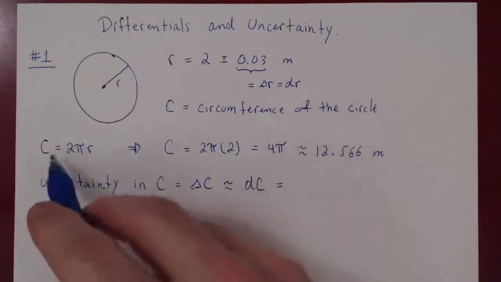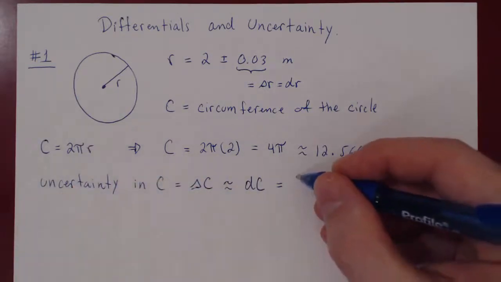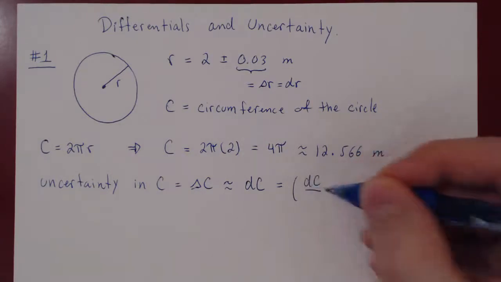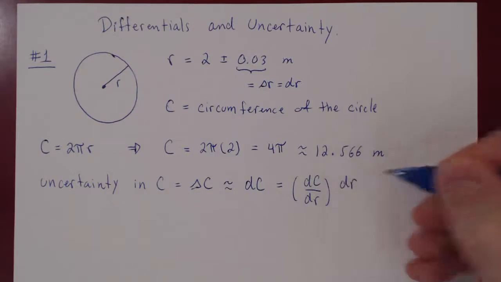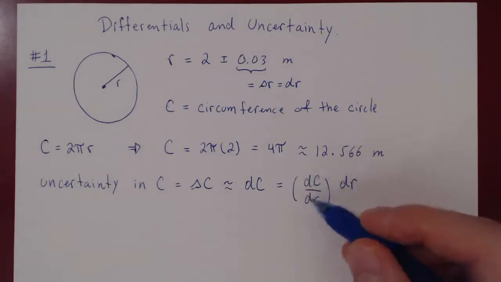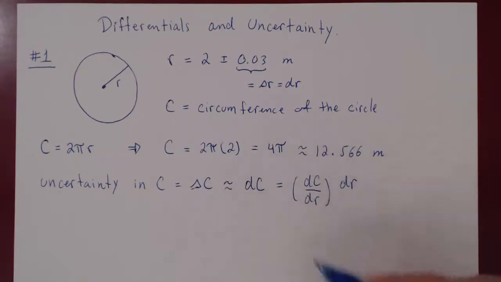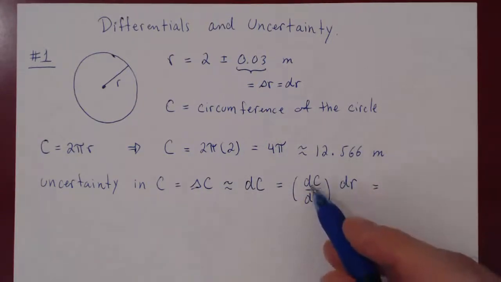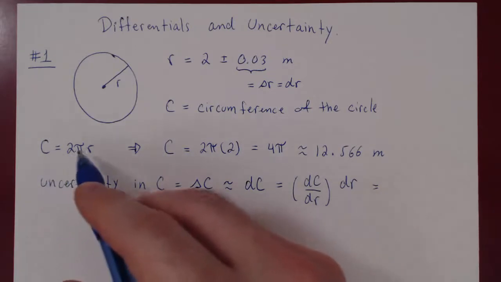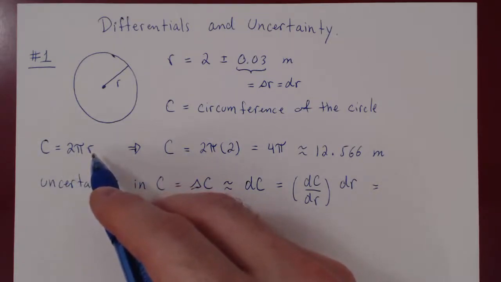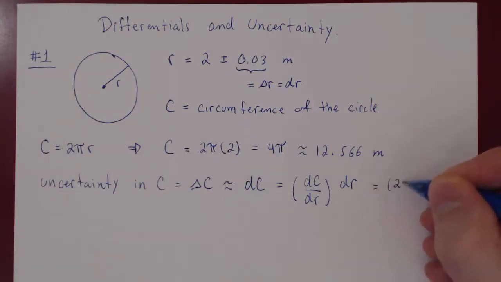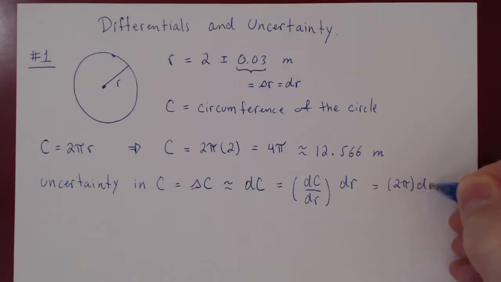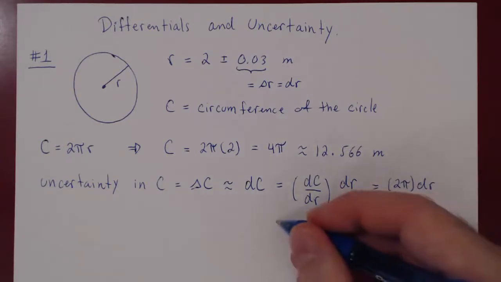Again, what is the differential? Well, the circumference is a function of r. The differential, therefore, is the derivative of C with respect to r times the change in r, dr. And again, dC over dr times dr, cancel the dr's, and you get dC. Let's compute this. dC over dr, well, C is 2 pi r. So the derivative of C with respect to r is simply 2 pi times dr.